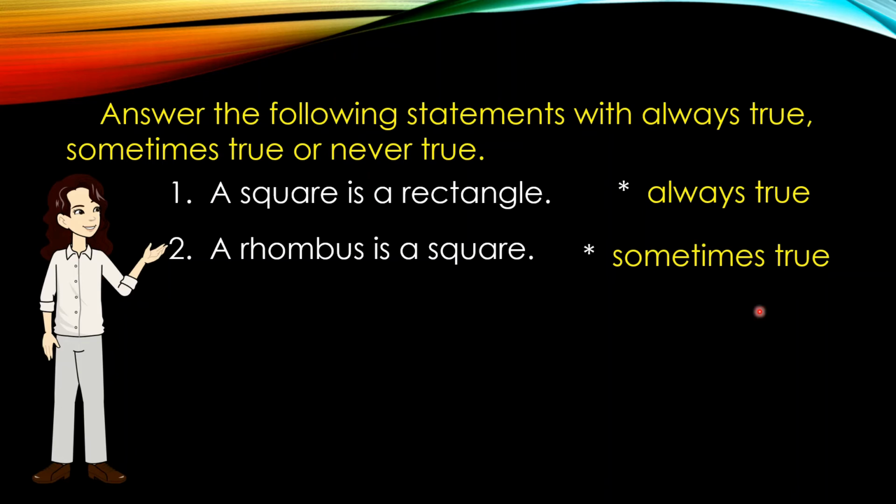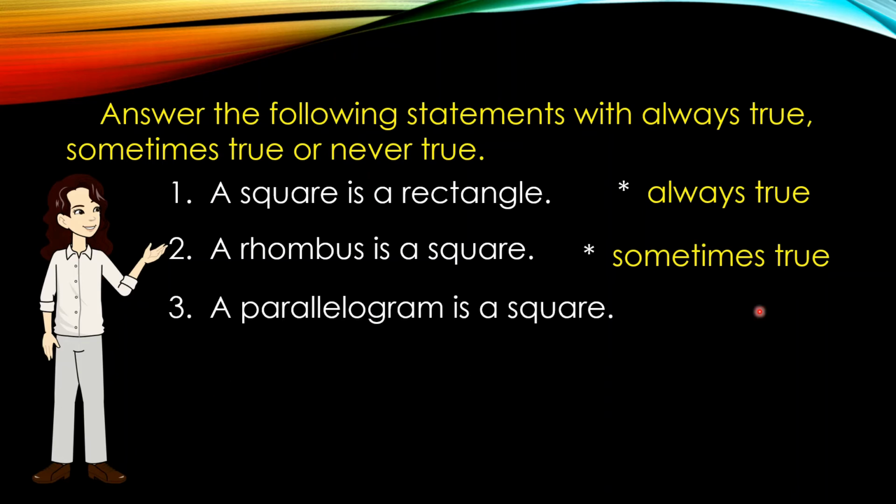Number 3. A parallelogram is a square. The parallelogram is on the top and the square is on the bottom. So, going down, and that is sometimes true. Sometimes true because not only a square is a parallelogram. There's also a rhombus and a rectangle.